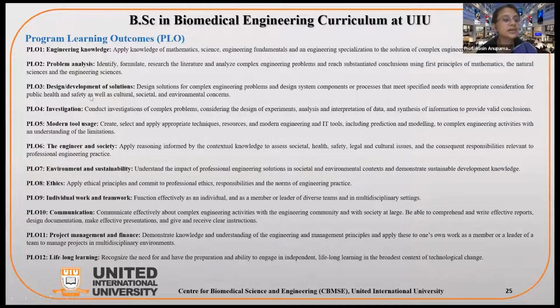If they can be designed, they can investigate, they can use the modern tools, and environment sustainability is very important. At least they are applying the ethical principles, and they can function effectively as individuals. Their communication should be effective, and they can demonstrate their knowledge and understanding to manage projects, and it must be lifelong learning.